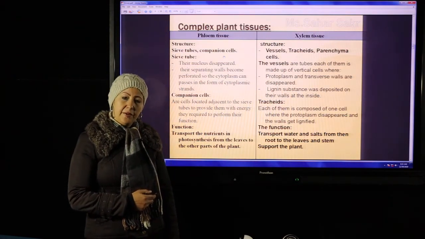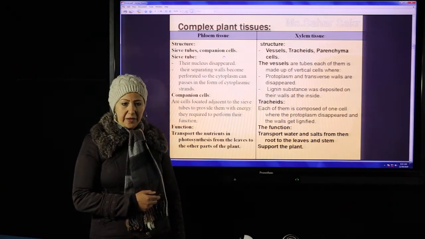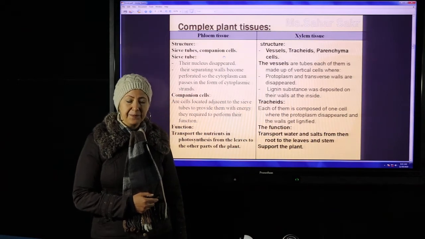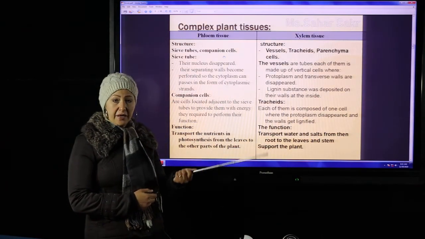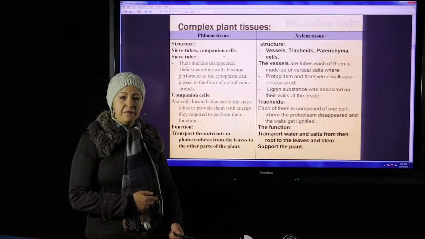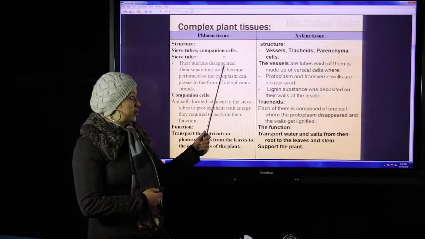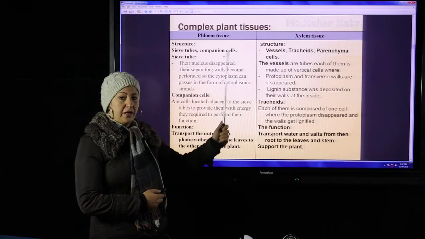We have another type of tissue in the plant, which is called the complex tissue, or the compound tissue. We have two types of compound tissue in the plant. The meaning of the word compound or complex is that this tissue consists of a group of different cells. So we have two types of tissues now, the phloem and the xylem.